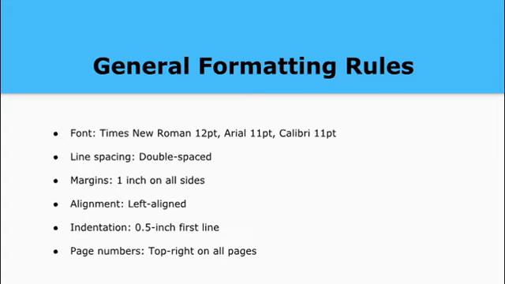This makes your document easier to navigate visually and helps distinguish where new ideas begin. Page numbers should appear in the top right corner of every page, starting with the title page. These details might seem minor, but they contribute significantly to your paper's overall clarity and professionalism. Following these rules ensures your writing looks credible and makes it easier for your audience to follow along. Next, we'll take a closer look at how to format the title page for student papers.